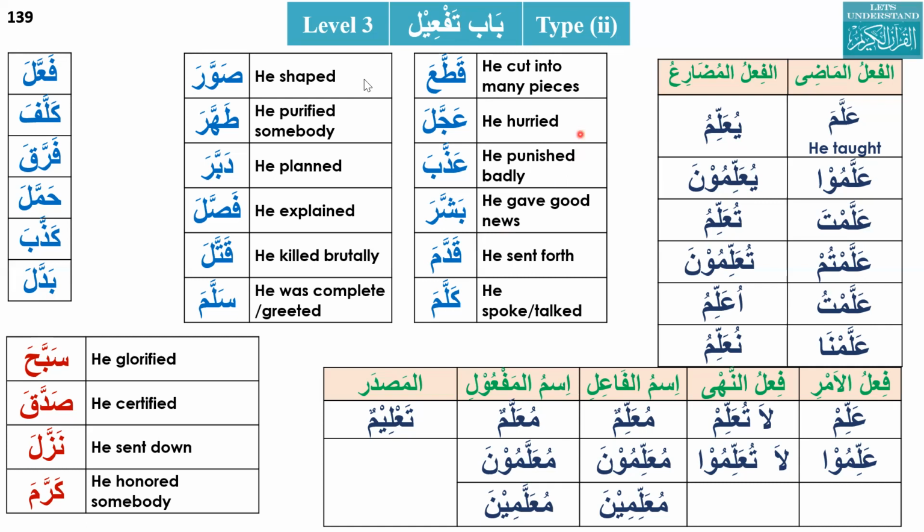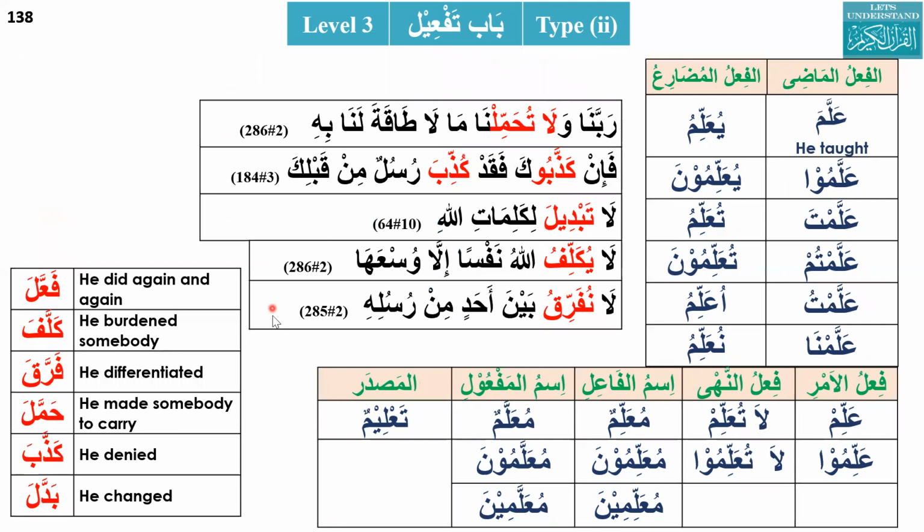Umar Ahmed. Wa alaikum assalam. Umar, allama yu'allimu ta'lim. Do it for sabbaha. Sabbaha, yusabbihu, tasbih. Okay, next. Saddaqa, yusaddiqu, tasdiq. Nazala, yunazilu, tanzil. Karrama, yukarrimu, takrim. So here, if you see everybody, we have a lot of vocabulary words.